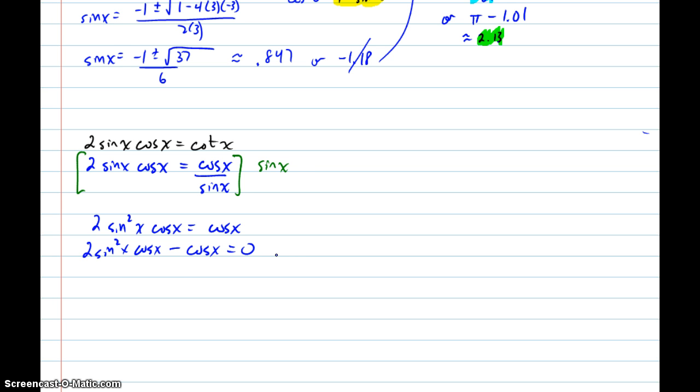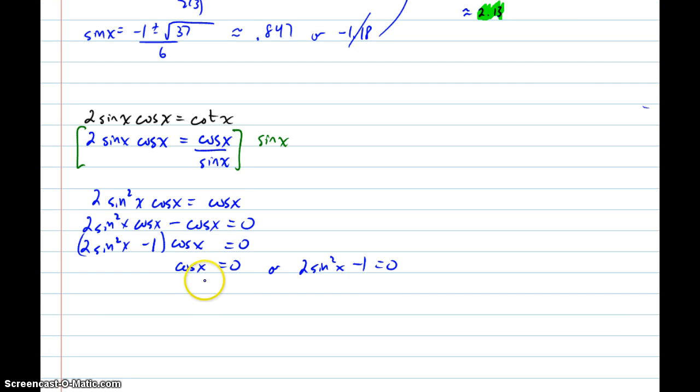And now we're going to do the factoring like we did earlier in class. 2 sine squared x minus 1 quantity times cosine x equals 0. So now either cosine of x equals 0 or 2 sine squared of x minus 1 equals 0. And these actually turn out to be really nice trig ratios. If the cosine of x is equal to 0, I'm thinking about on my unit circle, then I'm either up here at the top or down here at the bottom. So x is going to be pi halves or 3 halves of pi.